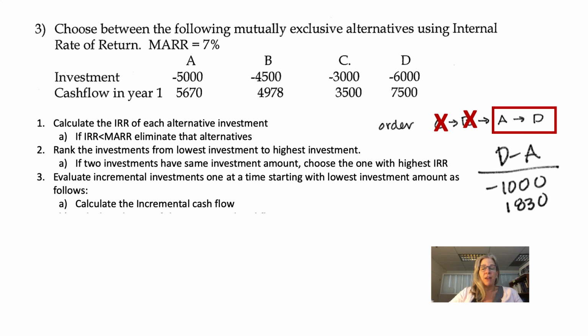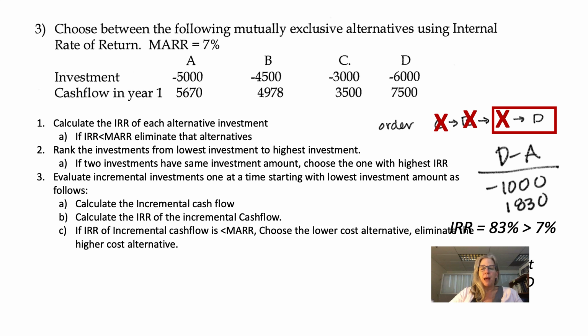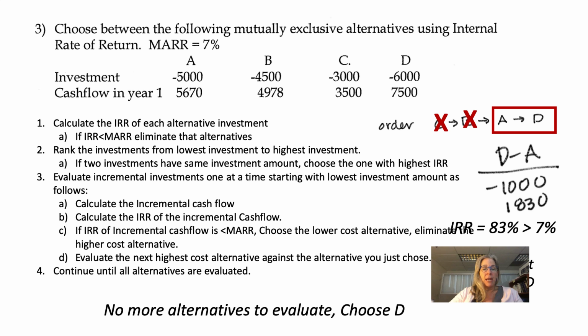And then the next evaluation I'm going to use is the difference between D and A. So I see that if I want to invest in D, I have to invest an extra $1,000, and the return I'm getting is $1,830, which is actually a really good return of 83%, which is greater than the 7%. So that means I'm going to actually eliminate A and invest in D. Now there's no more evaluations to do because I've done all of the projects. So that means that we're going to be choosing alternative D in this case.